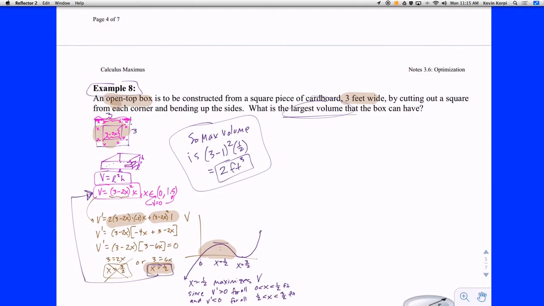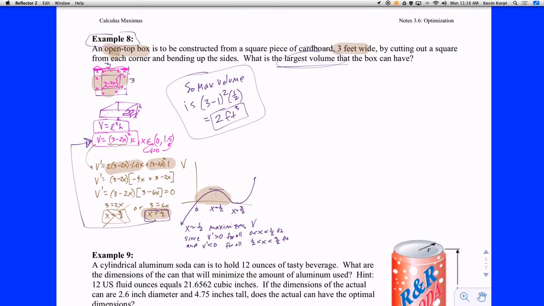Now, if we needed to build the box, of course, we can figure out what the dimensions are. It's going to be 1/2 by 2 by 2.